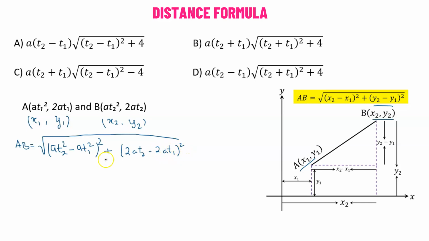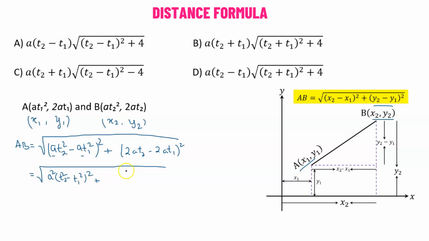Now next what we have to do is a little bit of manipulation here. So here we will first work with the first term. Now we can see that a is common to both the terms. So here we can take a as the common factor. So this will be simply equal to a times (t2 squared minus t1 squared), and then we have to square it. So we'll get a squared times (t2 squared minus t1 squared) squared.